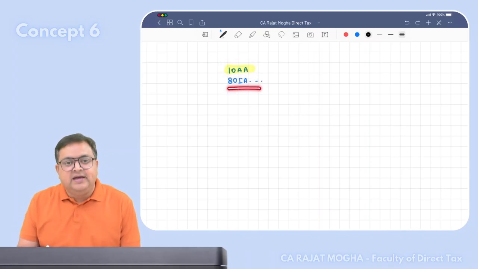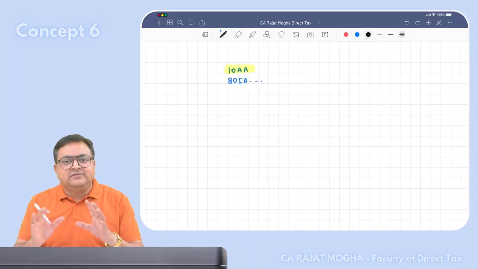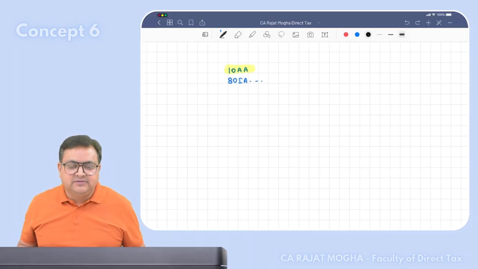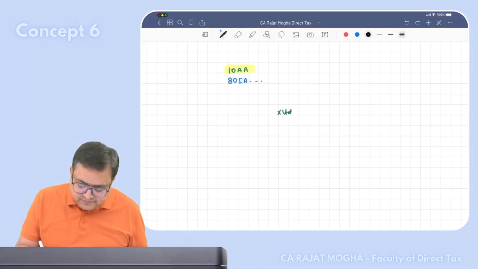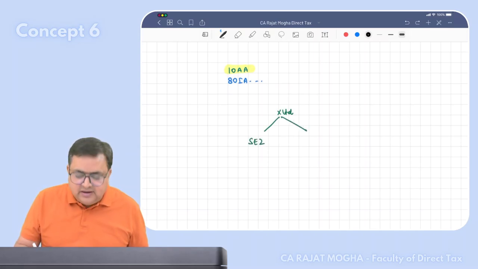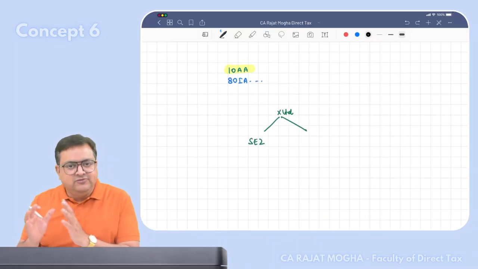80IA, 80IB, 80IC, almost all your profits, you get deductions. So what happens is, let's say for example, there is an assessee, X Limited. X Limited has 2 units. One unit is in SEZ, Special Economic Zone, and the other unit is not in SEZ. Let's say it is in DTA, domestic.